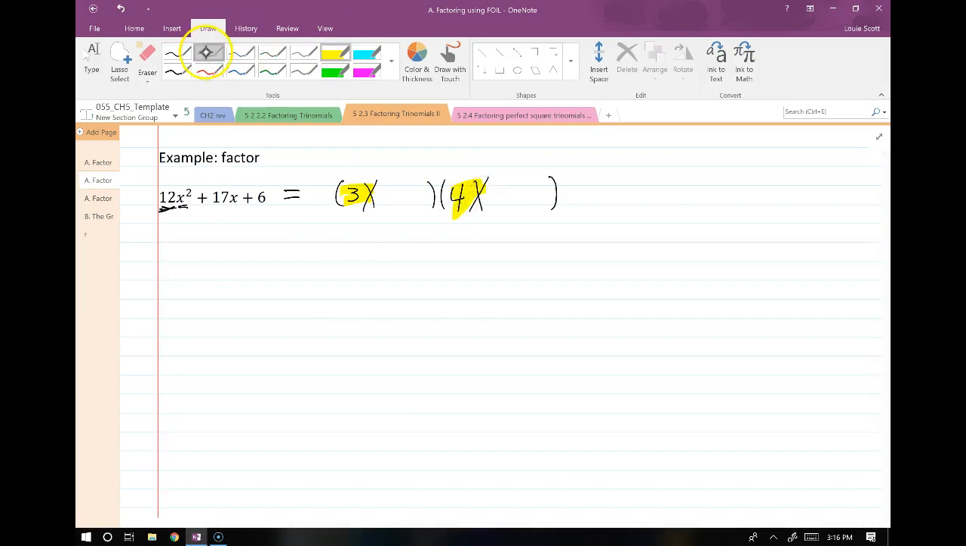So now that we have our first coefficient guessed, we're going to go ahead and try and fill that in. What do you guys think? What do you want to use? We have a positive 6 over there. In the end, we need to make 17 in the middle.